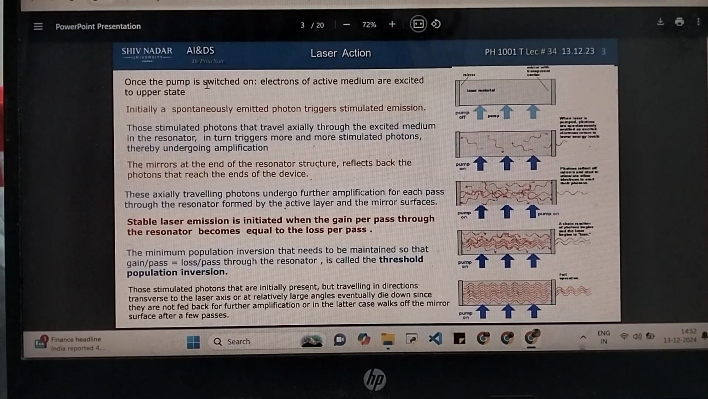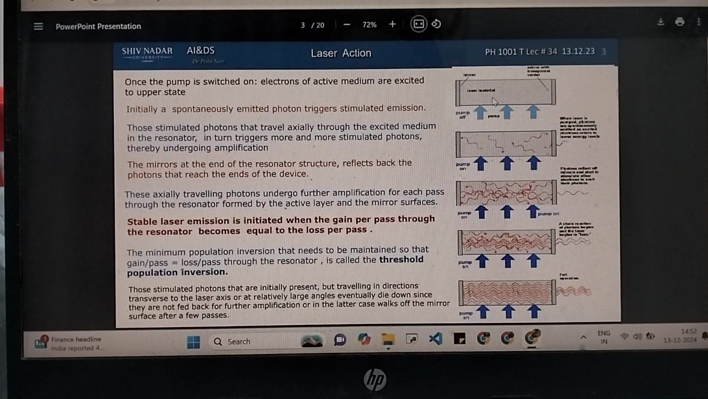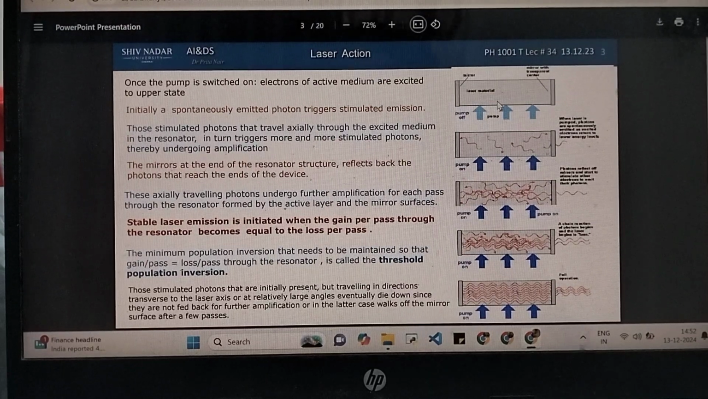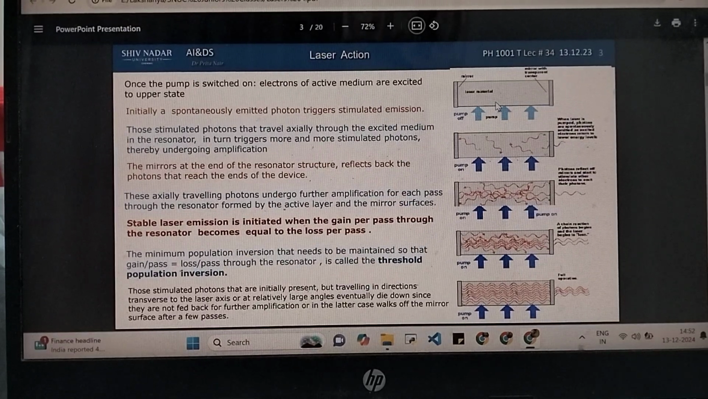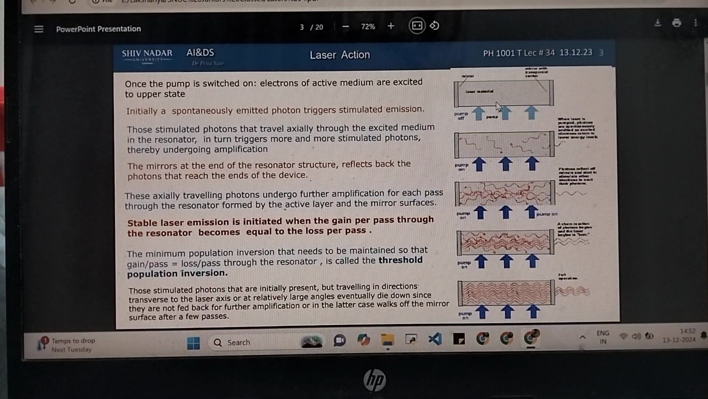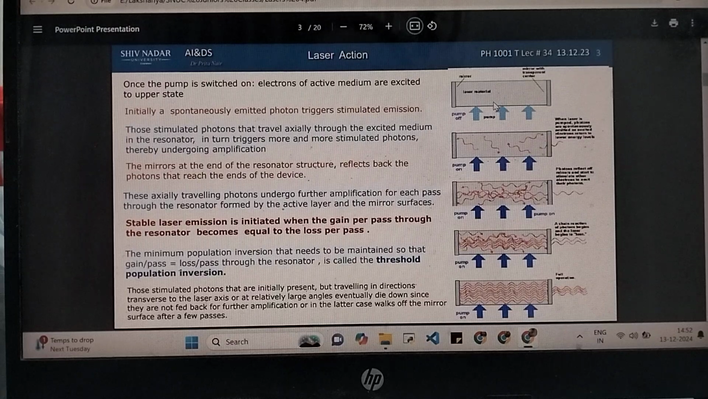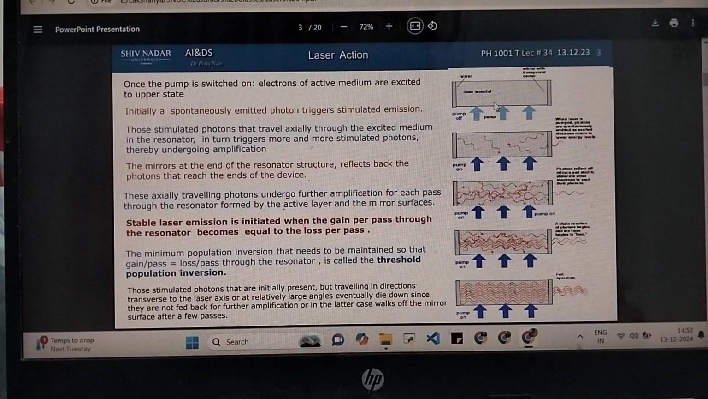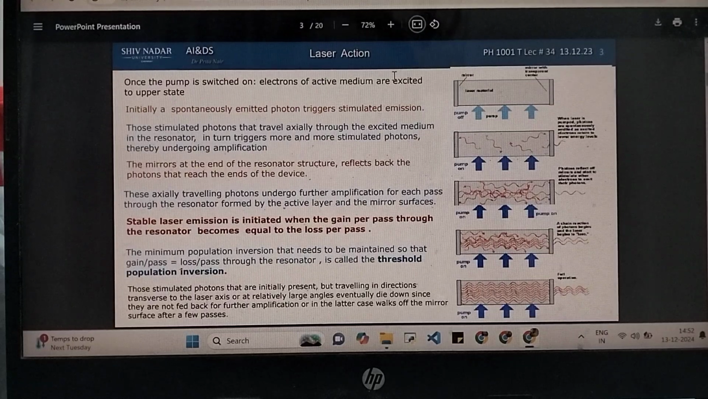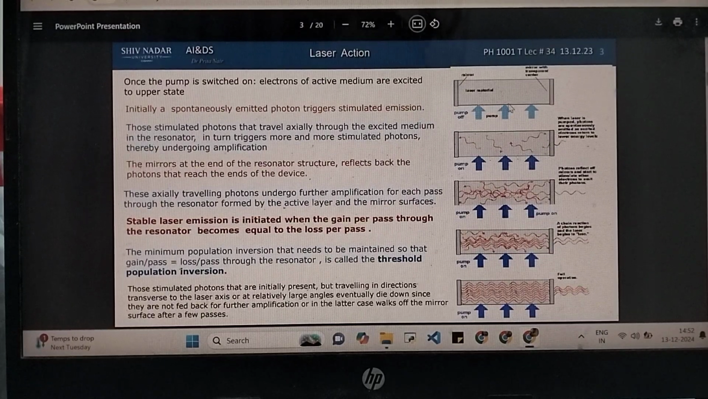So once the pump is switched on, electrons of the active medium are excited to the upper state. So what does the pumping mechanism or the pump do? To quickly recap, it takes electrons from the lower energy levels and starts populating the higher energy levels with these electrons. And that is necessary to fulfill one of the conditions required to make stimulated emission dominate over the other two processes. So once the pump is switched on, this process starts happening. That is, electrons from the lower level start going to the higher upper level.